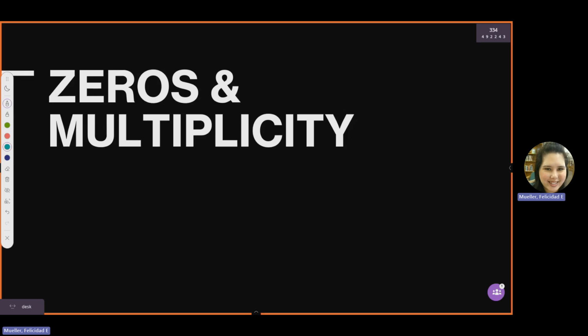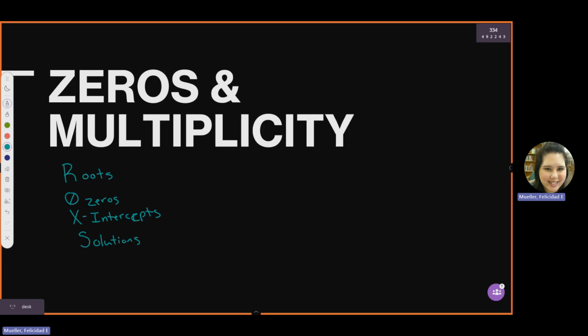So zeros and multiplicity. So for zeros, for some of you who took Algebra 1 here with us at Skyline, there was an acronym they gave you, ROCKS, which stands for: R is for roots, O is for zeros, X for x-intercepts, and S is for solutions. So the zeros, the O is an actual zero.